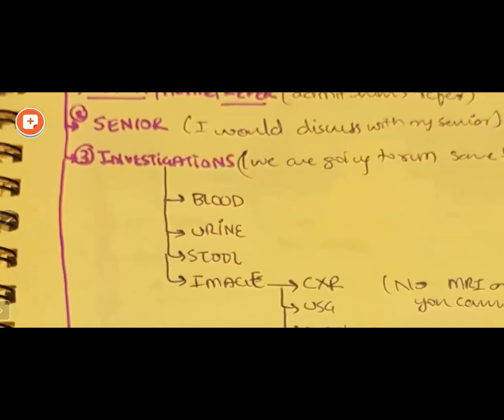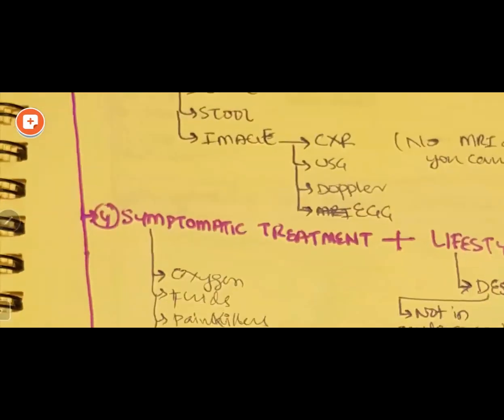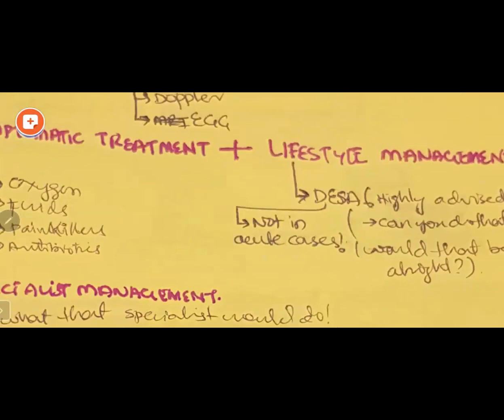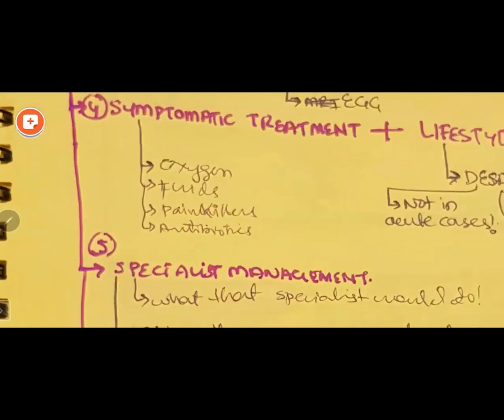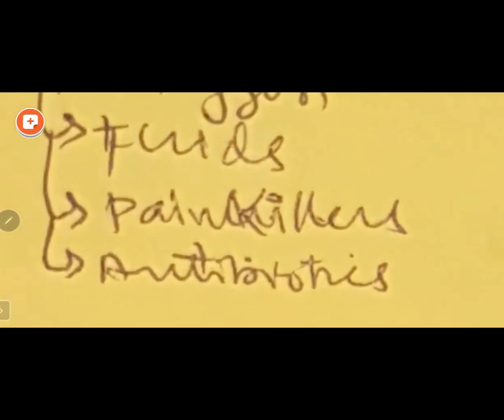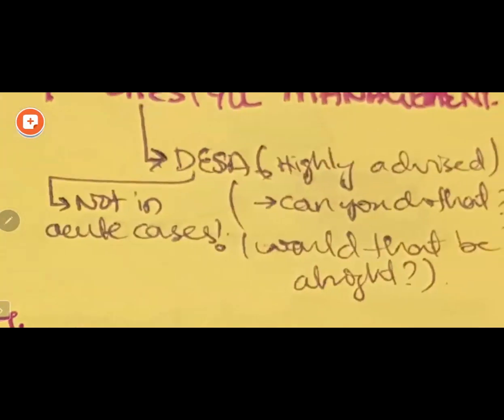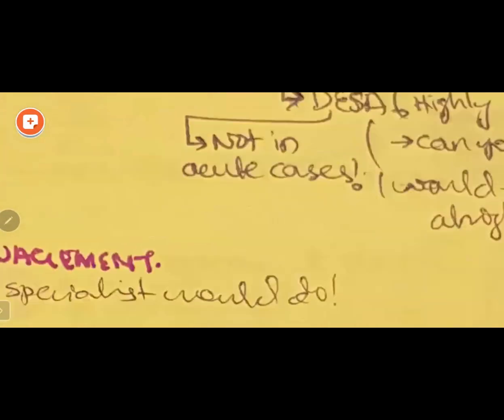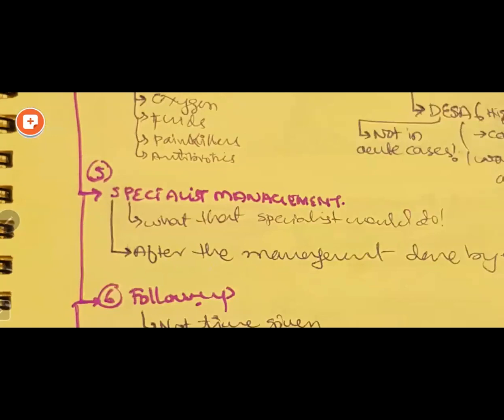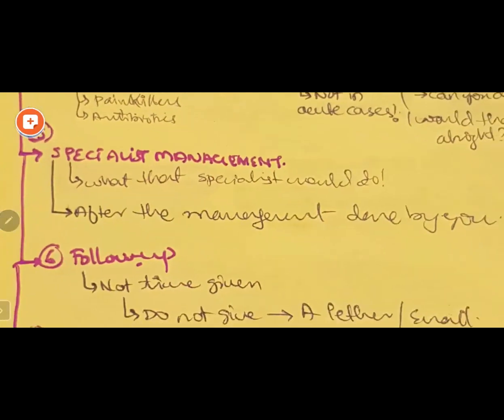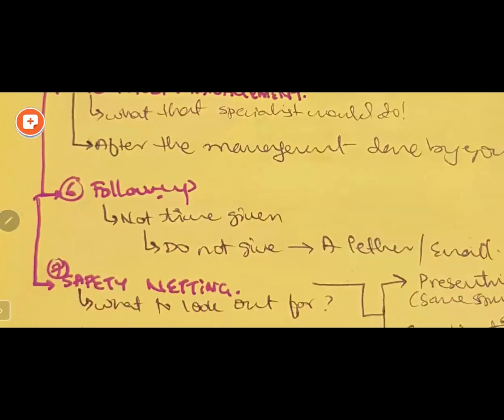Then there are investigations like blood, urine, stool, imaging. Then there is symptomatic treatment and lifestyle management. We talked about it. The symptomatic treatment would include oxygen, fluids, painkillers, antibiotics. And lifestyle management includes the things that he has; if he's smoking, you're going to talk about it. Then the fifth thing is you're going to send them to the specialist. Then you're going to arrange follow-up if needed. However, do not tell them when, because in the UK they don't do that.